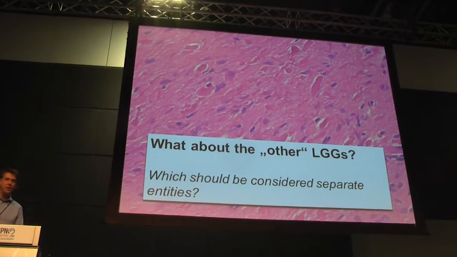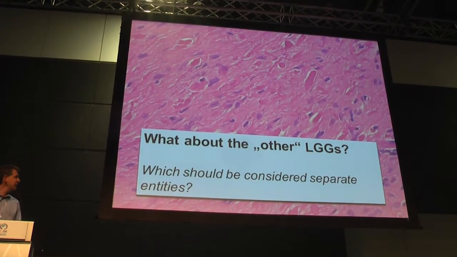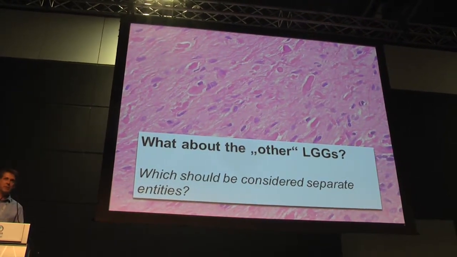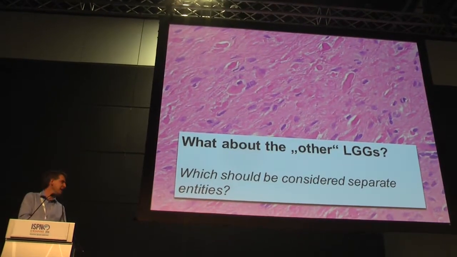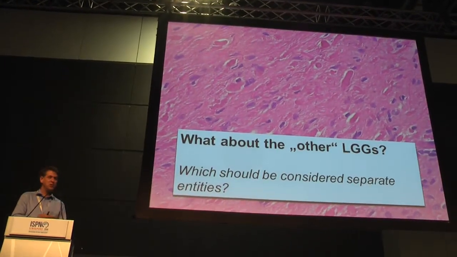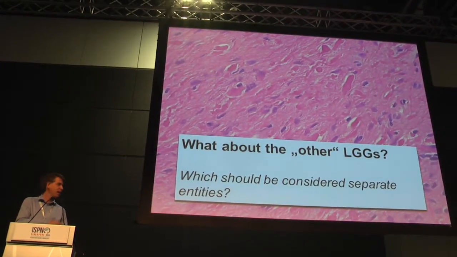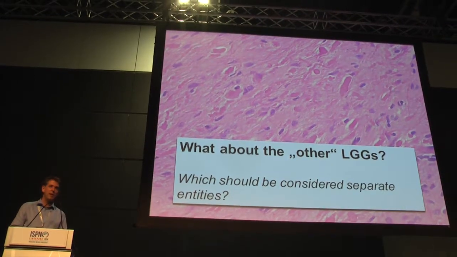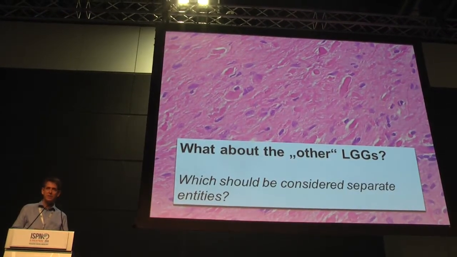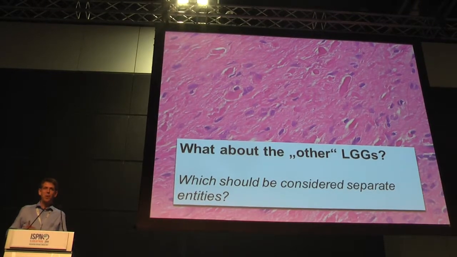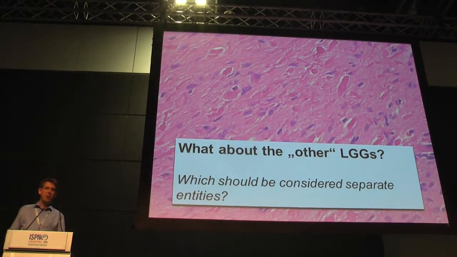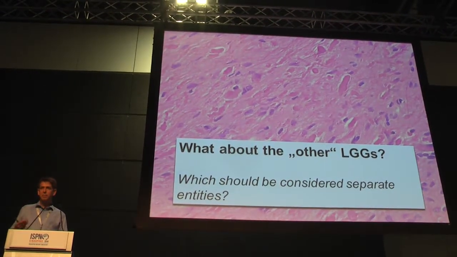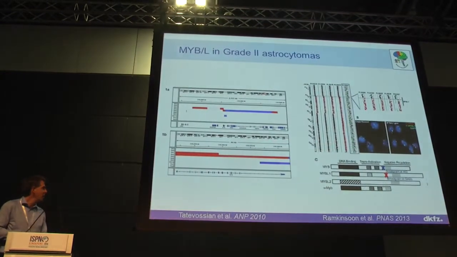So what about the other low-grade gliomas? And I think one of the most important messages, which I will repeat at the end again, that I'm trying to get across today, is that low-grade glioma is something that we should probably get rid of at some stage, because we really don't want to talk about all of them in one basket anymore, but rather appreciate that we are talking about 10 or 15 different diseases.